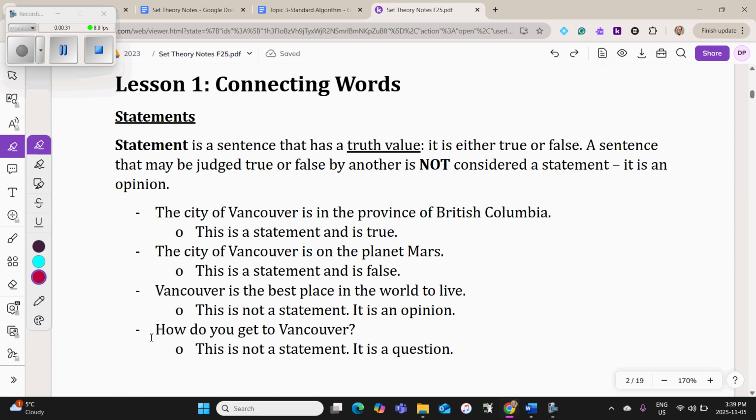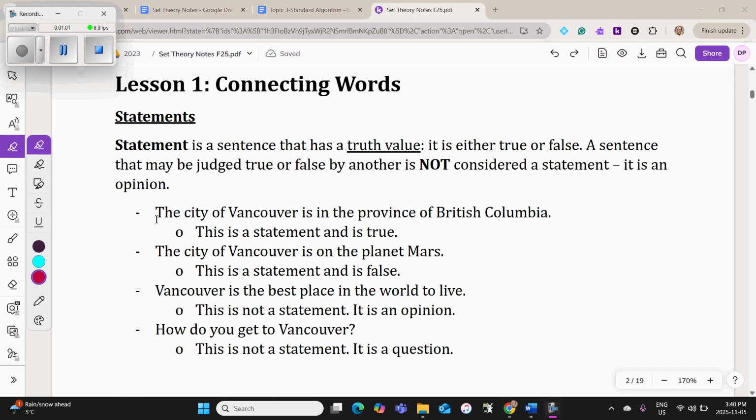And it's going to feel a little weird at first. It might even feel like you're back in English class, but hang with me as we get through some of these definitions. So the first thing you need to know is what a statement is. Now, a statement is just a sentence that has a truth value. So a truth value means that it can be either true or false. A sentence that may be judged true or false by another is not considered a statement. It is an opinion. So let's go through some examples.